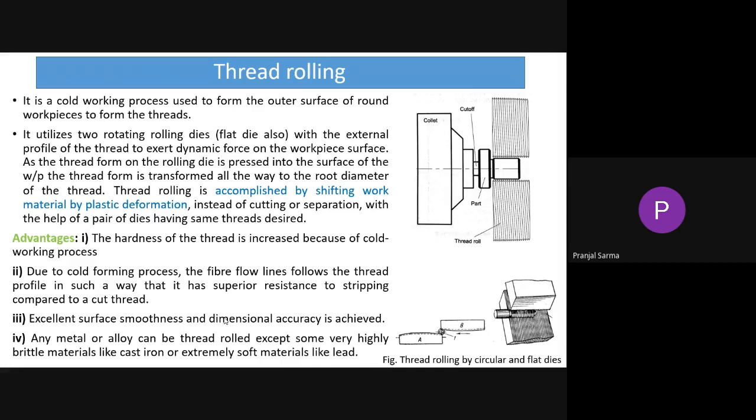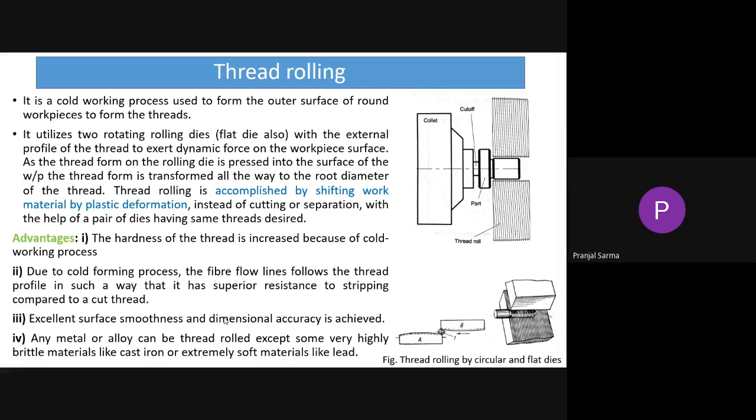Apart from this, we also have, as we previously discussed, one very important type of manufacturing process for threads, which is basically thread rolling. If you recall, when we discussed the rolling operation, we said that a variety of different parts can be produced by different types of form rolling operation.